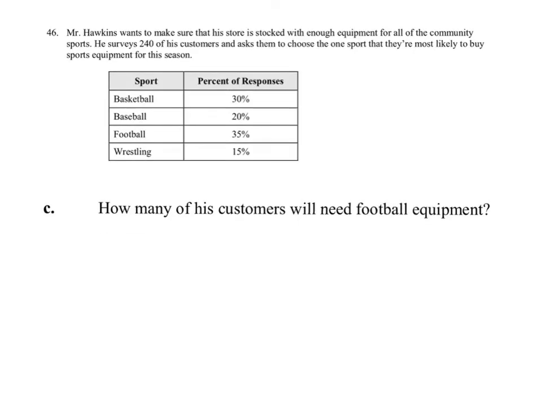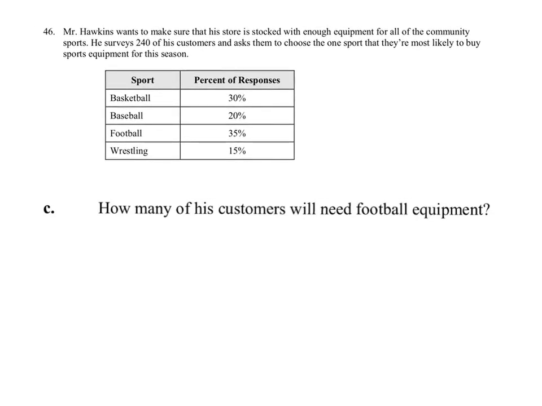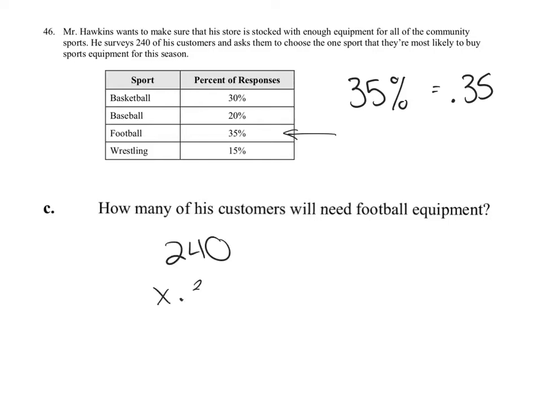Okay, part C, we are looking at football equipment. So we see the football equipment is 35%. This one I'm going to show you another way you can work these. Remember, we talked about if you have the whole, you can actually multiply the whole by the percent by changing it to a decimal. So 35% as a decimal would be 35 hundredths. So we can do the 240 total times the 35 hundredths and get our answer.